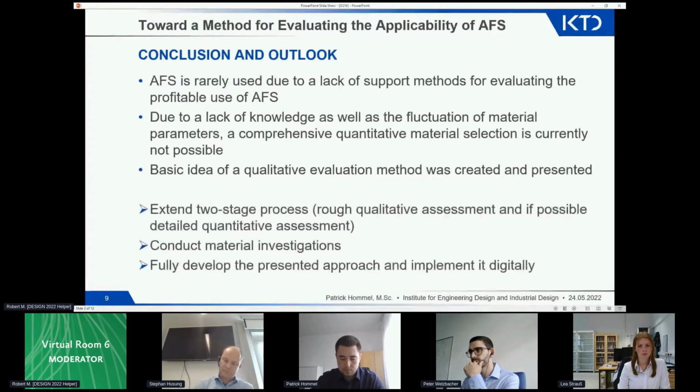In the next steps, a two-stage process is to be elaborated, in which a rough evaluation is followed by a second, more detailed evaluation. However, this requires further research and investigations so that the method can be developed in its entirety and implemented digitally.